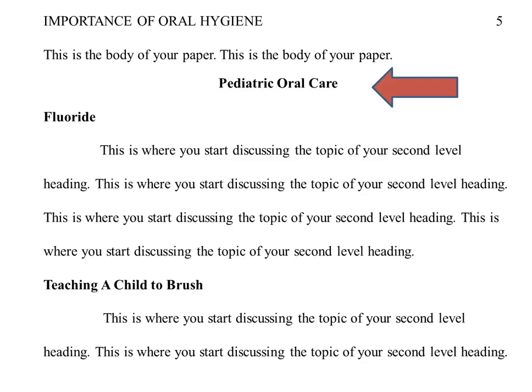But then we break it into a second level heading of fluoride. So then you will discuss the uses and benefits of fluoride in regards to pediatric oral care. Then you might have another subsection where you discuss how to really effectively teach a child to brush their teeth. And then you might have a third section, for example, the importance of limiting sweets, right? And so that would be your final section under your pediatric oral care.